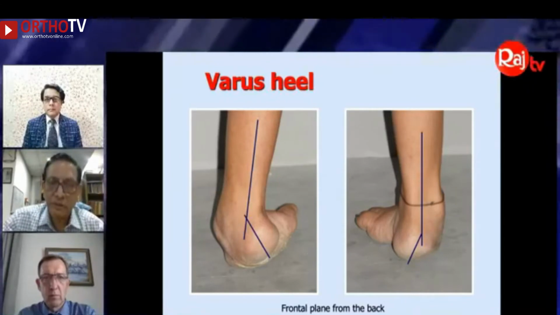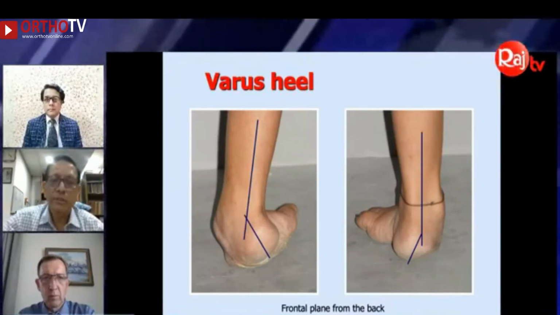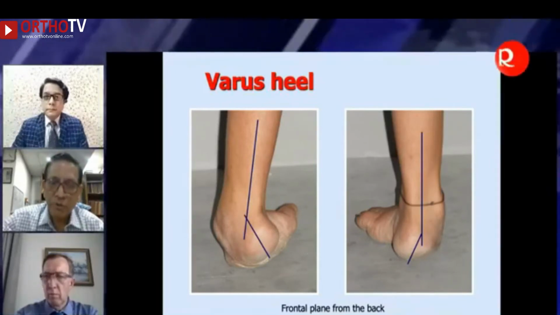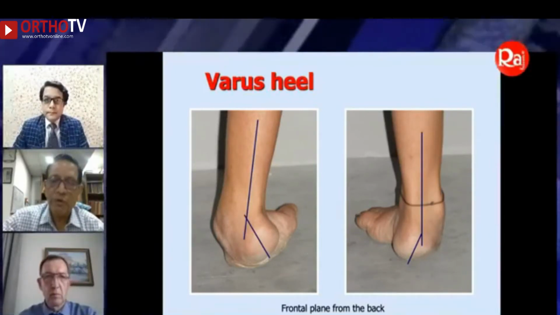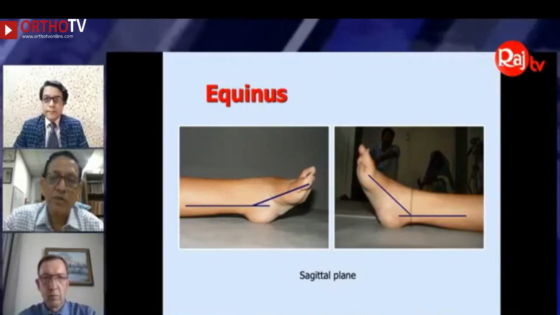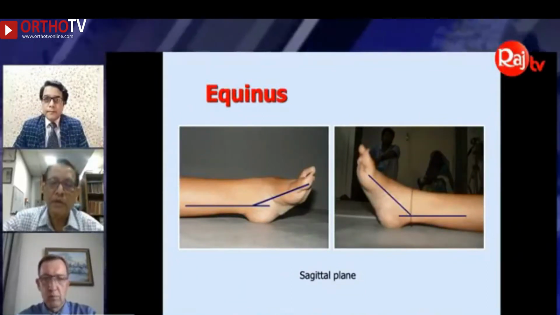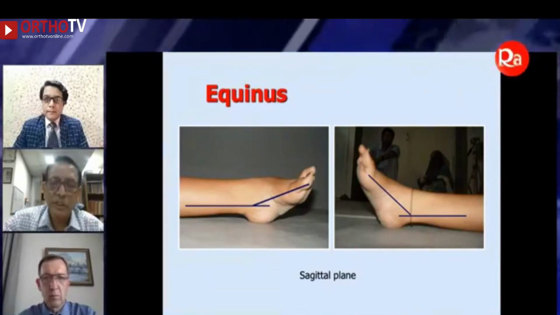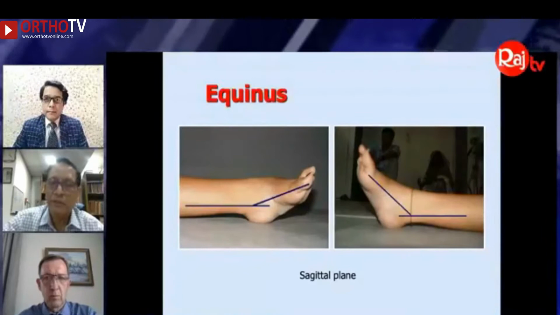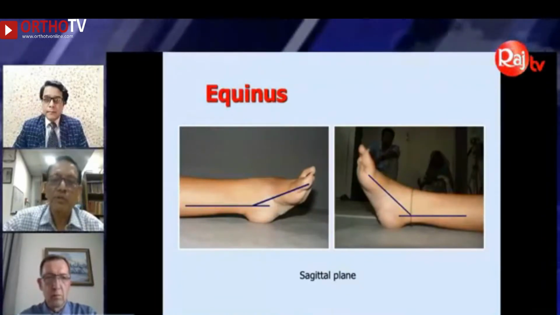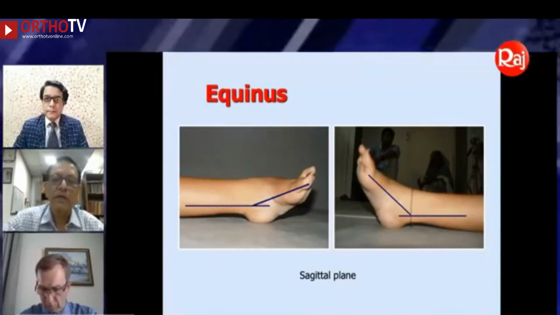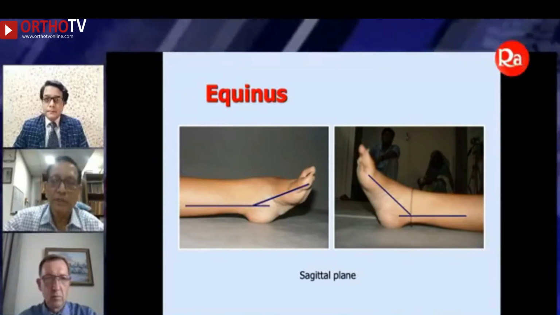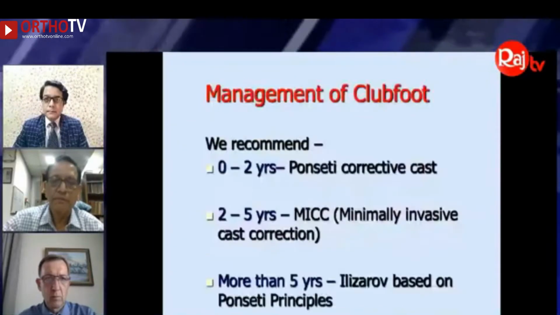So, to summarize: there is a pronation of the forefoot, there is a varus of the forefoot, there is adduction of the forefoot, and last is the equinus in the sagittal plane. One has to see how much equinus or equinocavus. These are the four deformities that one has to consider before starting the treatment. We always take the photographs from various angles and we measure how much is the deformity.